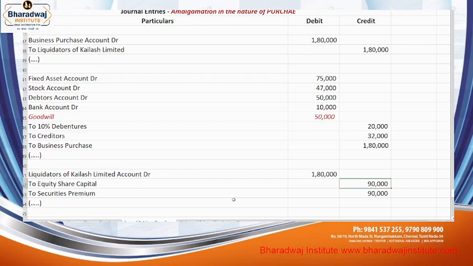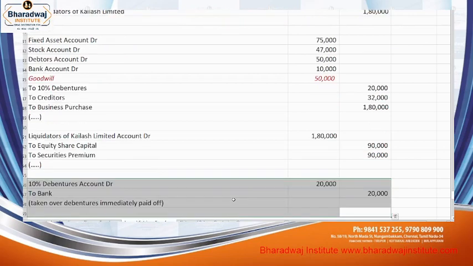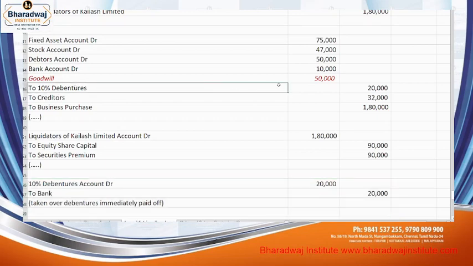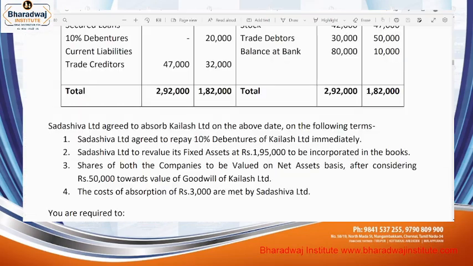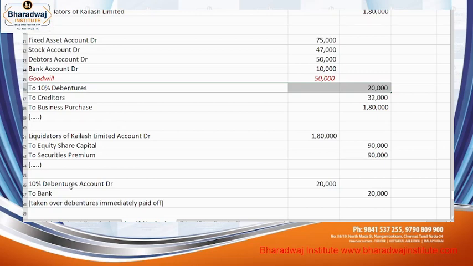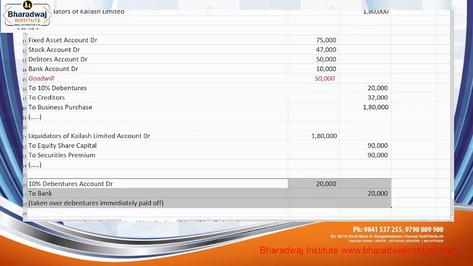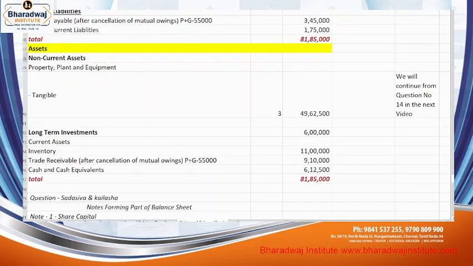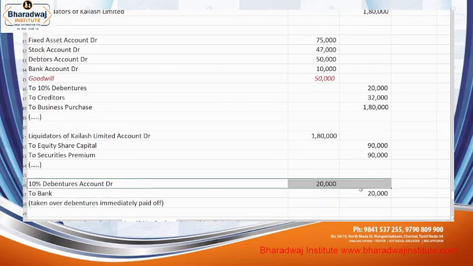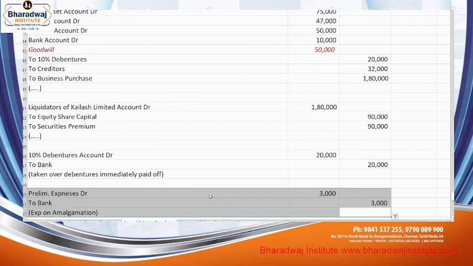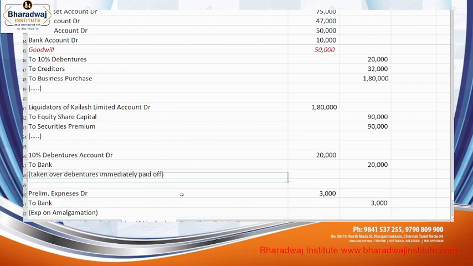You have to pay off the debenture holders. How much you have to pay? 20,000. Pass entry. This 10% debentures is settled, given in the problem specifically. Just a redemption entry. You pay the liability. Liability account to bank. Then that amalgamation expense also you can record. Amalgamation expense account, or preliminary expense account, to bank.